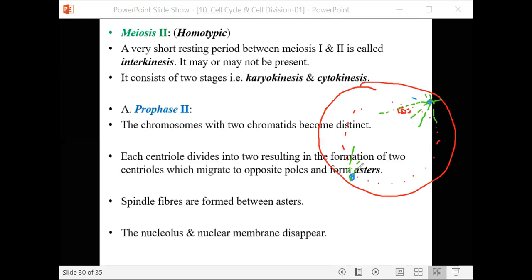Okay, Shamika, you can see these green lines that I'm drawing. If I make this outside the cell, the aster formation that is there, this is the centriole I'm drawing, this green blob. And from this, spindle fibers are radiating.